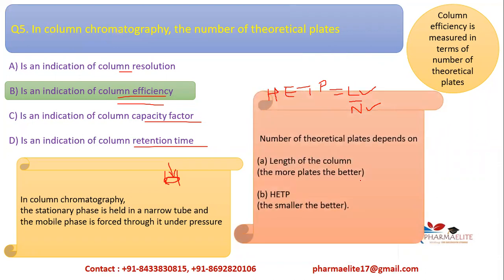Thus, the number of theoretical plates will depend upon the length of the column. The more the number of plates, the smaller will be the HETP and the better will be the column efficiency, or better will be the separations. Therefore, to achieve better separations, we need more number of plates and lesser length, so that HETP will be smaller and we will get better separation efficiency. Therefore, column efficiency is indicated by the number of theoretical plates.